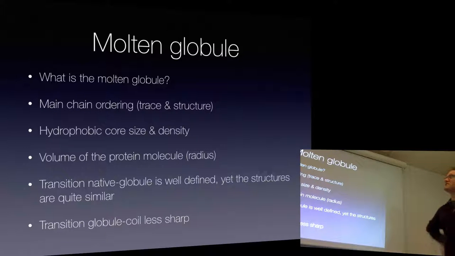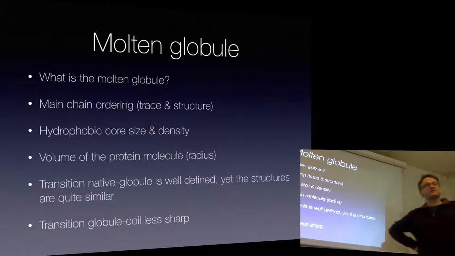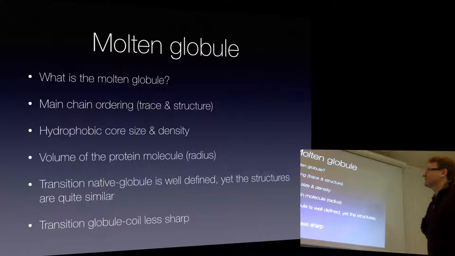So it turns out that this molten globule is, I would at least argue, way more common under normal experimental conditions. It's certainly not in your cells. And that's kind of a good thing, because if your proteins started to assume molten globular conformations in your cells, you would be dead. They would no longer work.